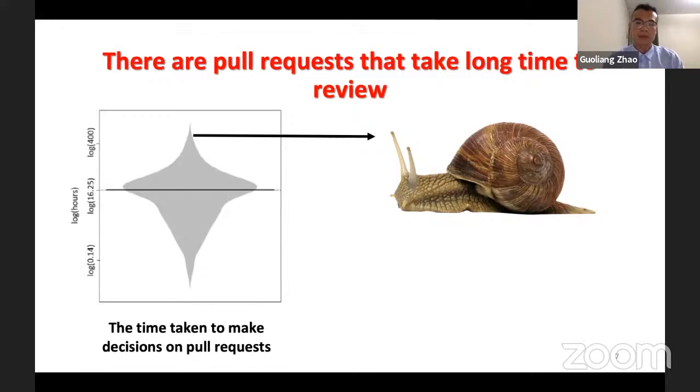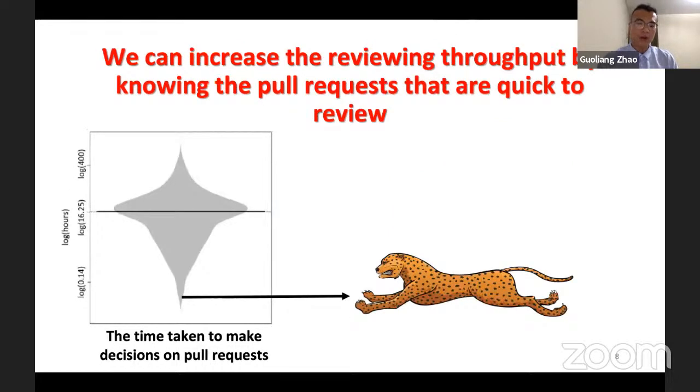In our study, we observed there are pull requests that take a long time to review. As shown in this beam plot on the left, which shows the time taken to make decisions on pull requests, at the top of this graph, there are pull requests that take more than 400 days to be reviewed, while at the bottom of this beam plot, we see there are pull requests that can be reviewed within a day.